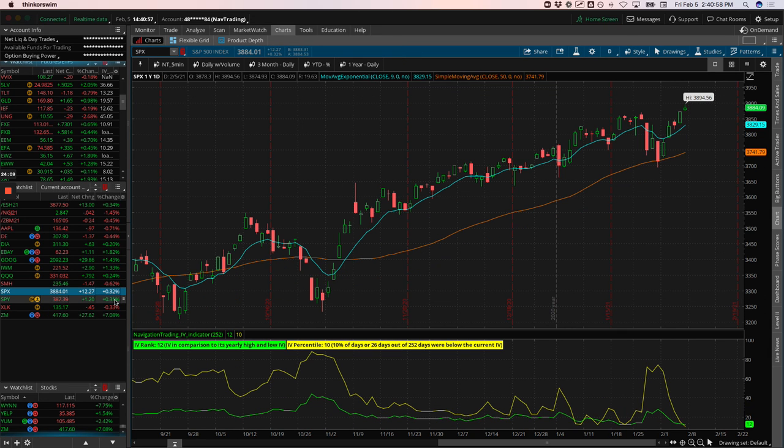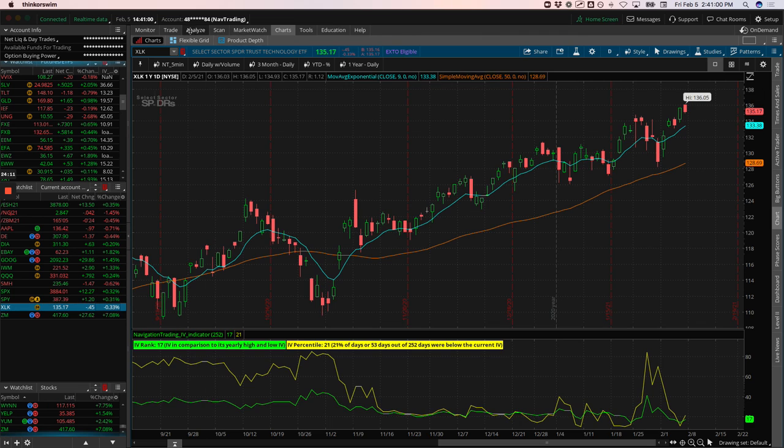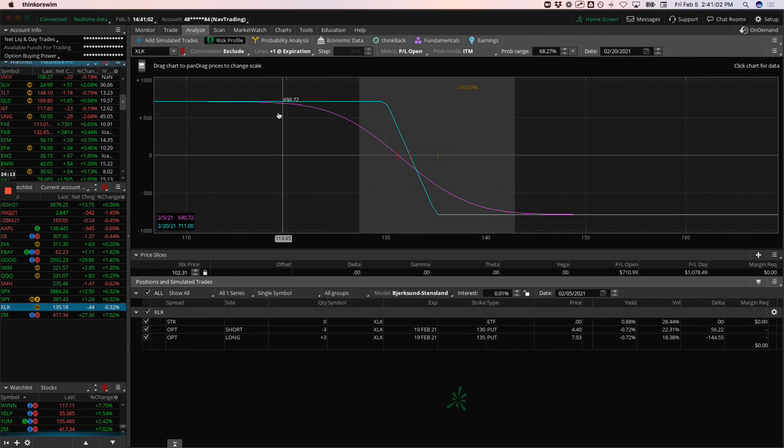SPX, I mentioned. SPY, I mentioned. XLK, another one of our verticals. Needs some downside to get back into range there. And then I already mentioned Zoom. So those are all the alerts. Those are all the positions.